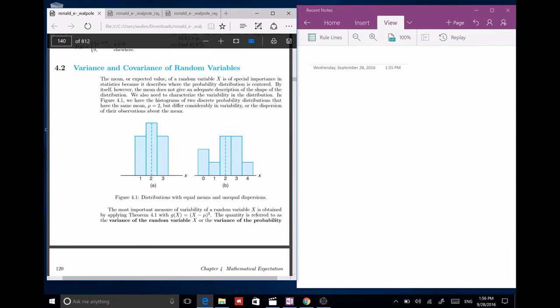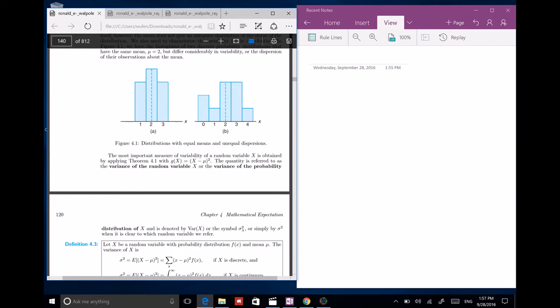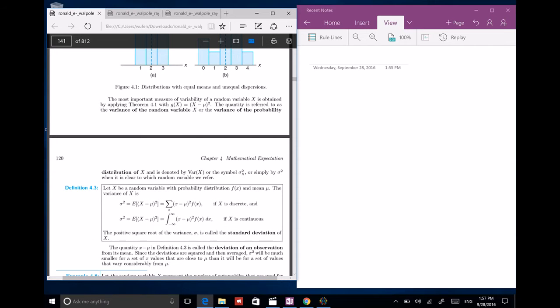Hello everyone, in this video we're going to look at the variance and the covariance of random variables. So in chapter 1 we also have the definition of variance and the standard deviation. Now if X is a random variable, we'll also have the variance of a random variable. It is defined as sigma square equals the expected value of (X minus mu) square.